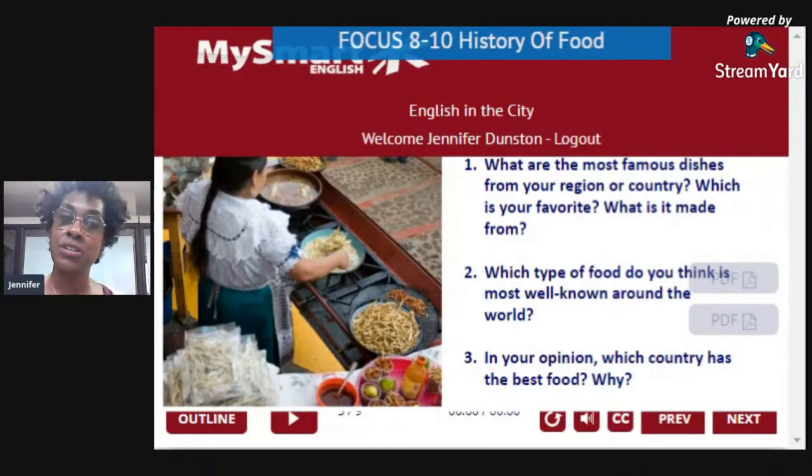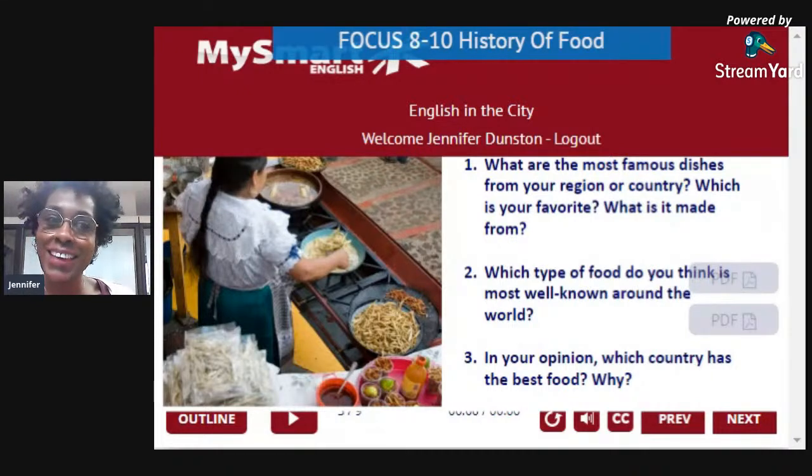So of these different dishes that we've talked about so far, which type of food do you think is the most well known? Is it spaghetti with clams? Is it black-eyed peas and rice? Is it vegetable soup with bread?